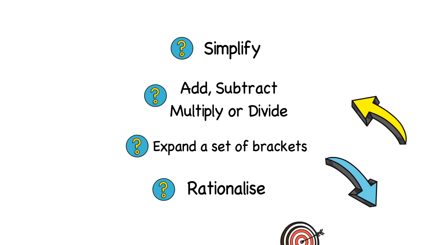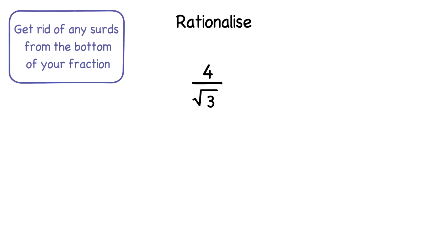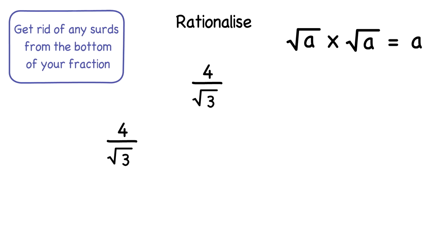Next, let's look at rationalising a surd. To rationalise a surd, you will always be given a fraction. Rationalising essentially means that you need to get rid of any surds from the bottom of the fraction. In order to do that, we will be utilising the rule that we learnt very early on in the video, where a root times a root is the number without that root. So to get rid of that surd on the bottom, we're going to times the bottom by itself.